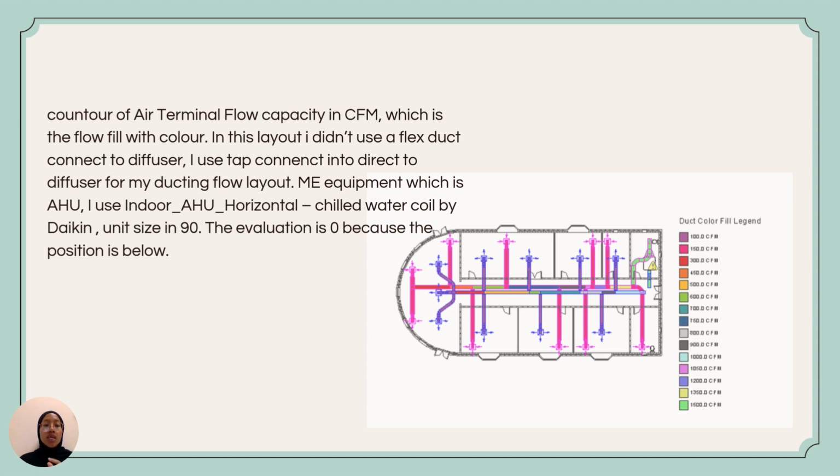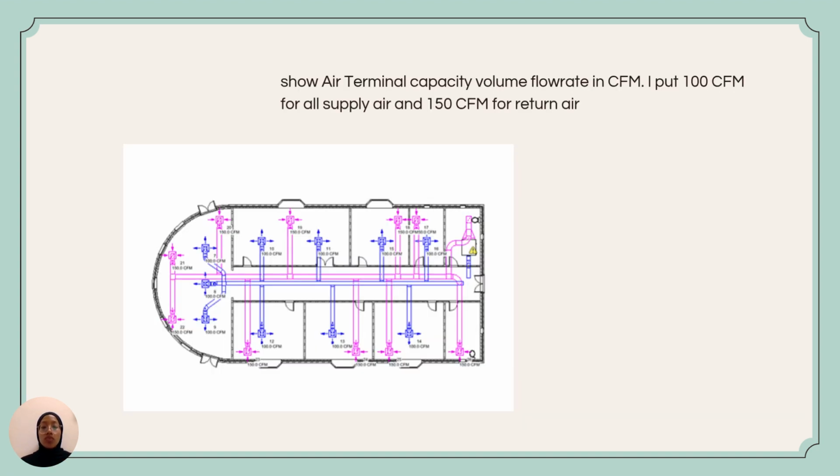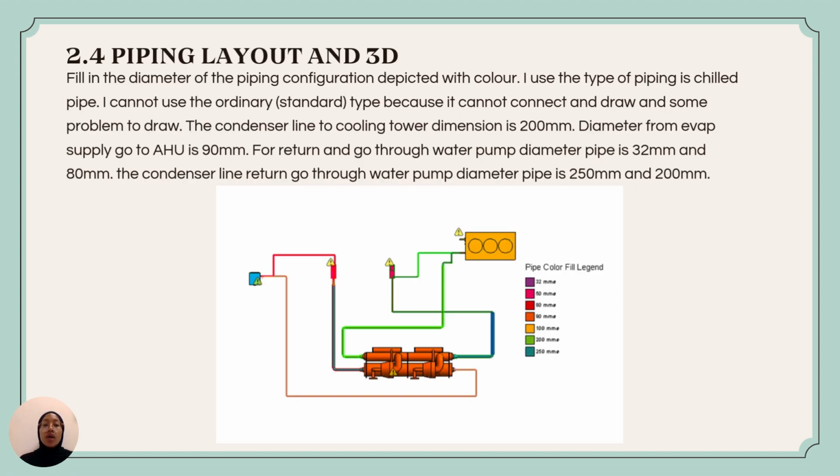For mechanical equipment, which is AHU, I use an indoor AHU horizontal chilled water coil by Daikin, unit size 19, and then the elevation is 0 because the position of the AHU is below. This figure shows the capacity volume flow rate in CFM, and I put 100 CFM for all supply air, and for return air I put 150 CFM. 2.5, explanation about piping layout and 3D drawing. Fill in the diameter of the piping.